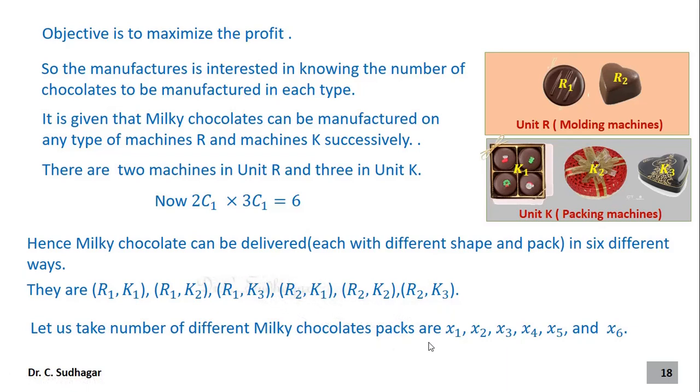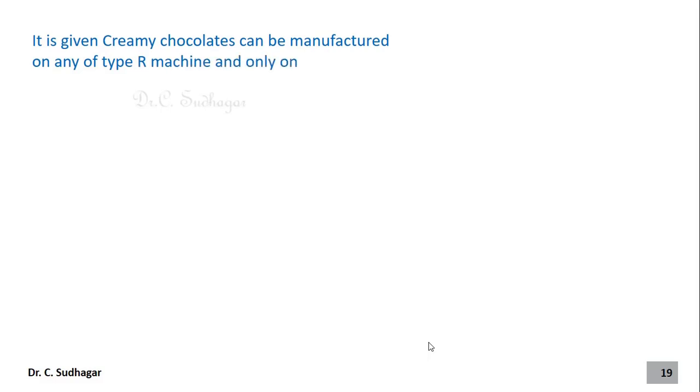Now let us calculate what is the profit from each one of these types. Okay, now it is given that creamy chocolates can be manufactured. Now let us go to the creamy chocolate and see how many different ways it can be manufactured. We will calculate it now. It is given that creamy chocolate can be manufactured on any type of R machine and only the K1 machine. It is given in the question. Please go back and read the question.